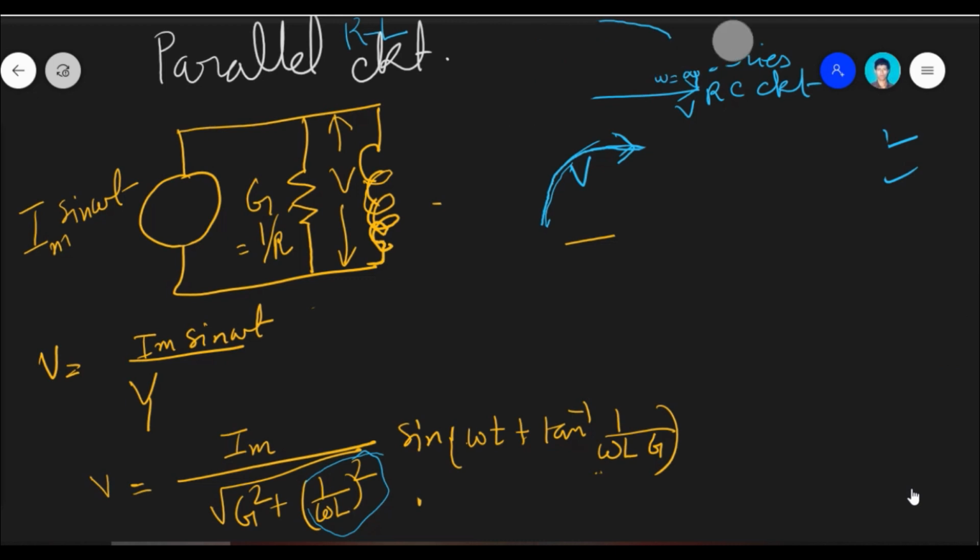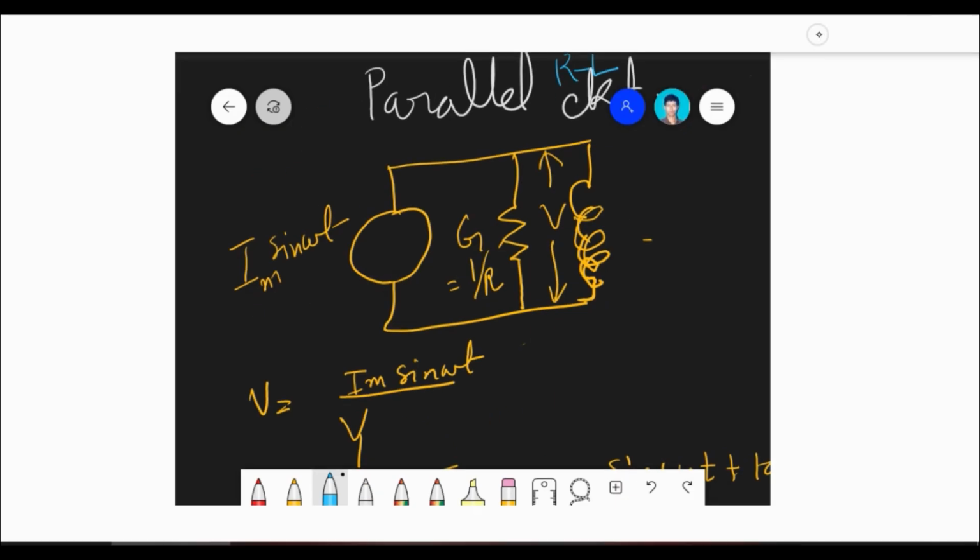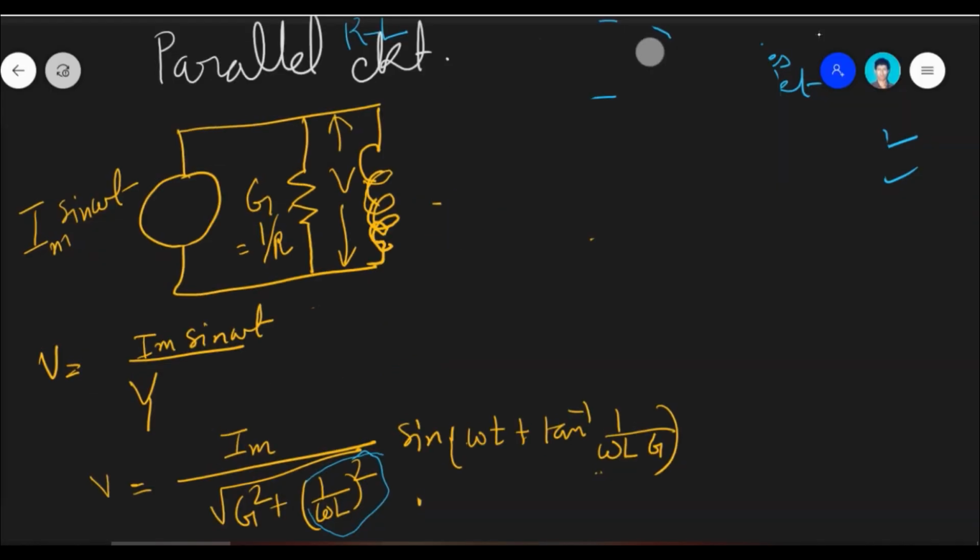Cleaning this whiteboard in Microsoft Whiteboard is much more difficult than that of a regular one. Sorry for that inconvenience.